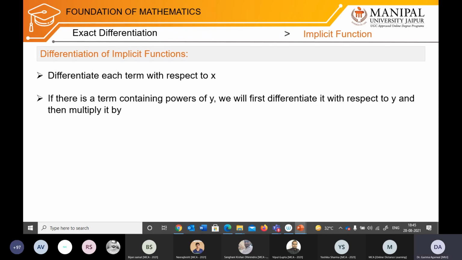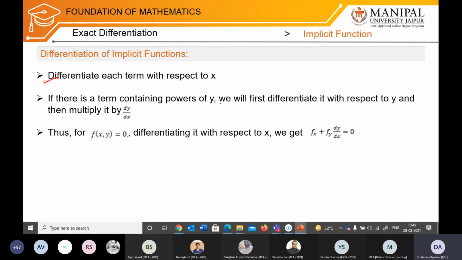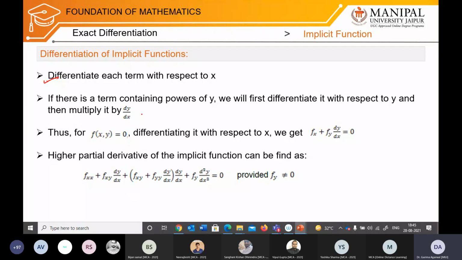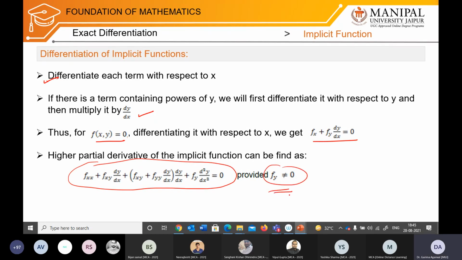What is the process to find the derivative of an implicit function? First, differentiate each term with respect to x. If there is any term containing a power of y, we first differentiate it with respect to y and then multiply it by dy by dx. Now for f(x, y) equals 0, differentiate it with respect to x and get this term. The higher partial derivative of an implicit function can be defined by this term, provided f_y is not equal to 0.